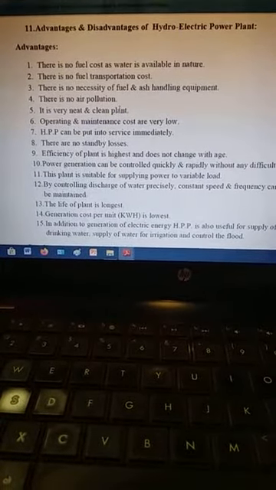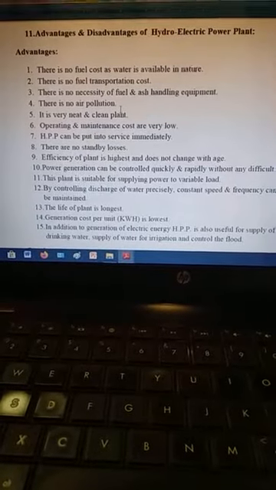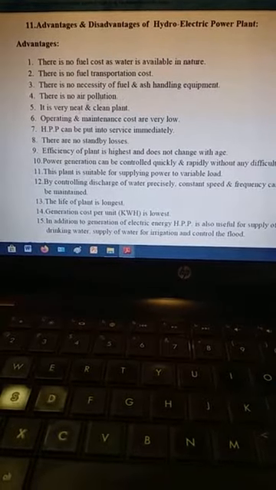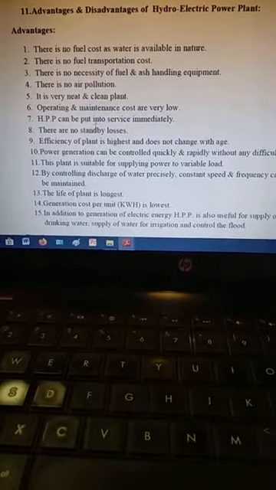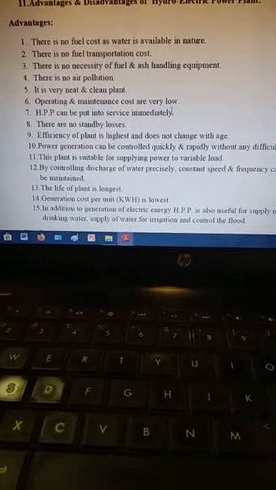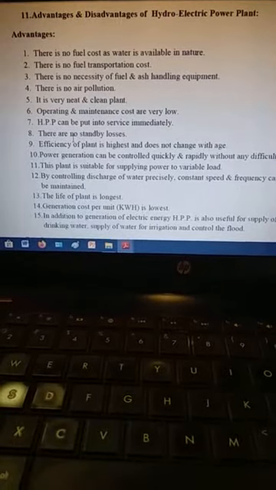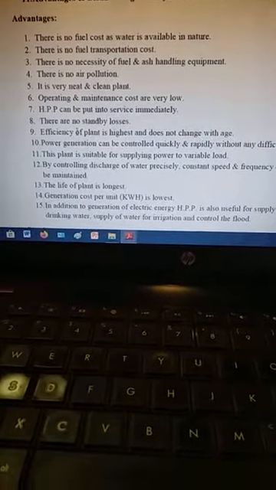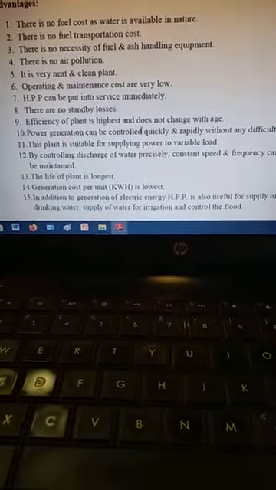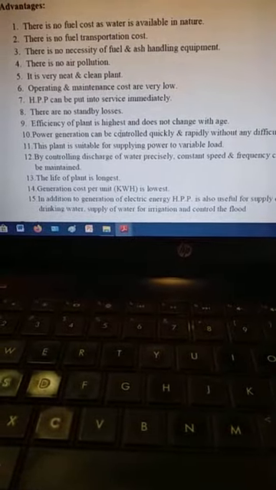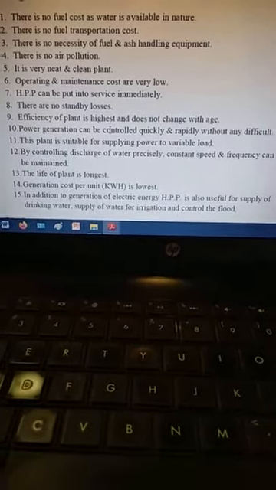There is no air pollution. Since no fuel is burned here, there will be no pollution in the hydroelectric power plant. So it is a very neat and clean plant. Operating and maintenance costs are very low. These plants can be put into service immediately. There are no standby losses. Efficiency of the plant is highest and does not change with age. So its efficiency does not change with time.